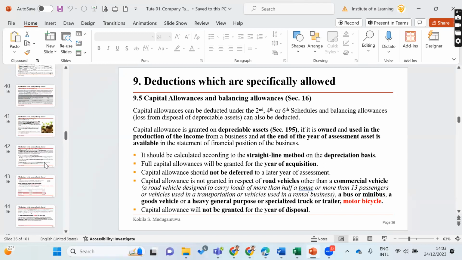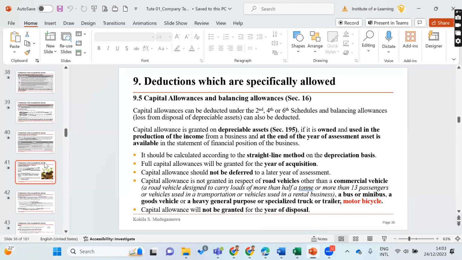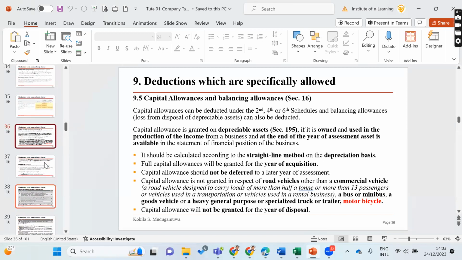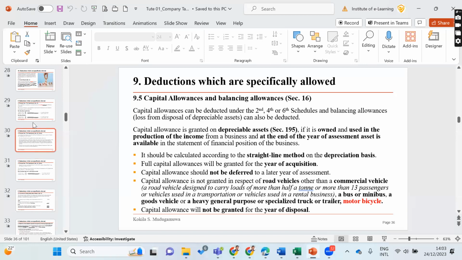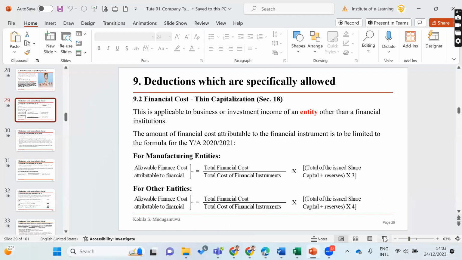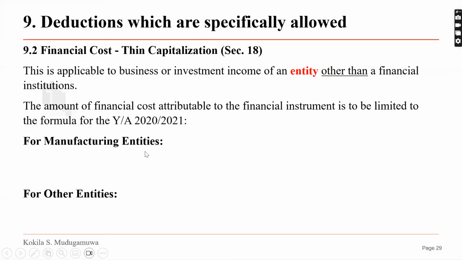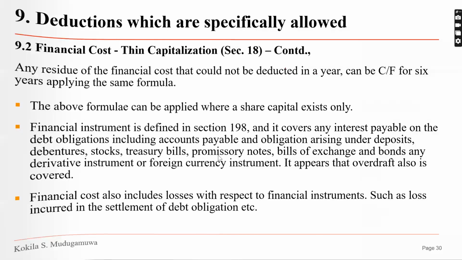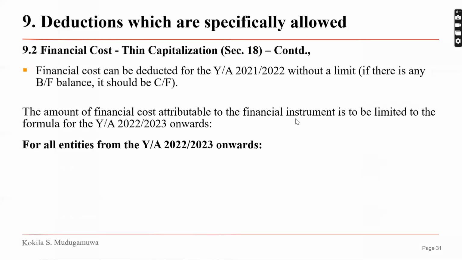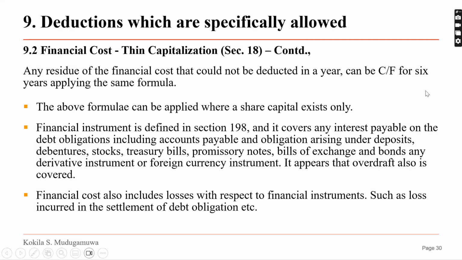For the finance cost adjustment, previously we had different multipliers by sector: for manufacturing companies we multiply by 3, and for all others by 4. For the years 2020 and 2021, this applied. Any balance we carry forward up to a maximum of 6 years.